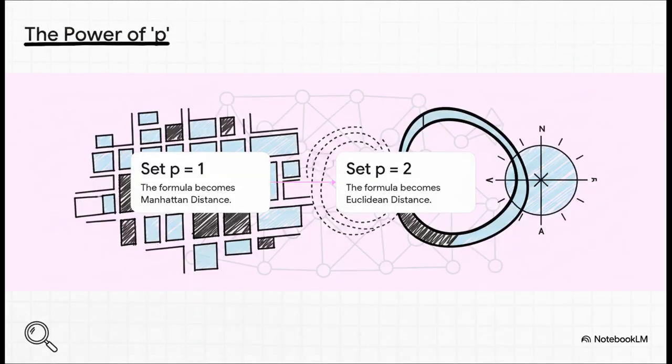And here it is. This is the big aha moment. When you set that little parameter p to 1, bam! The Minkowski formula turns into the exact formula for Manhattan distance. And when you set p to 2, you guessed it, it becomes the formula for Euclidean distance. They're not separate things at all. They're just two special cases of this one powerful unified idea.